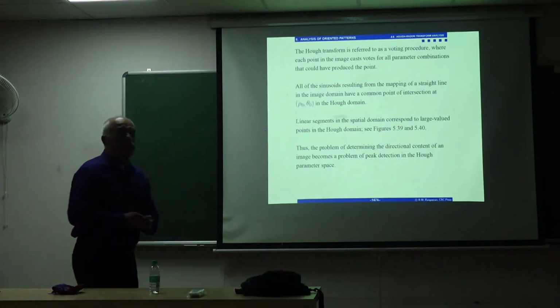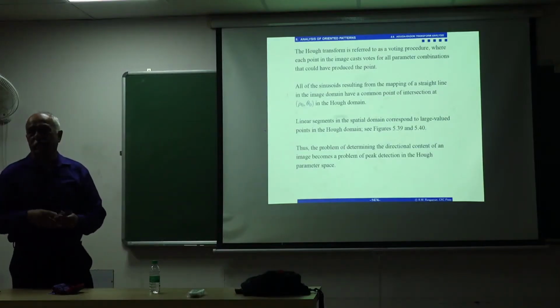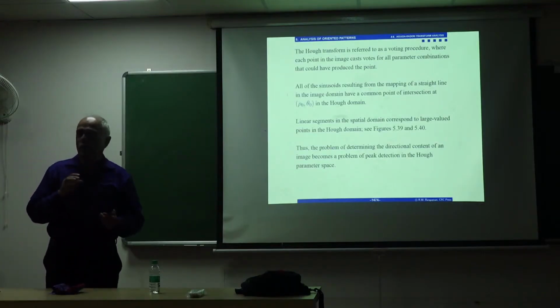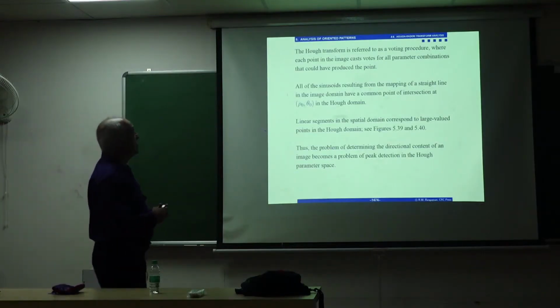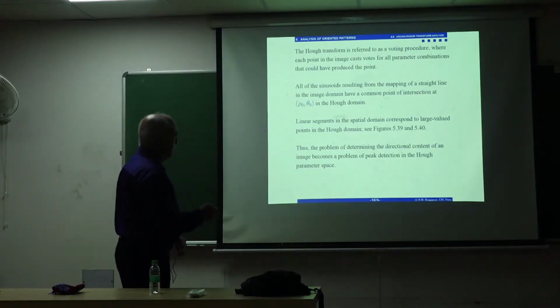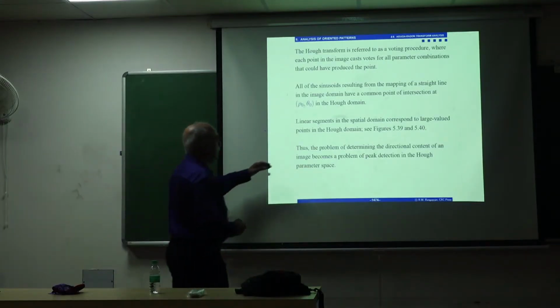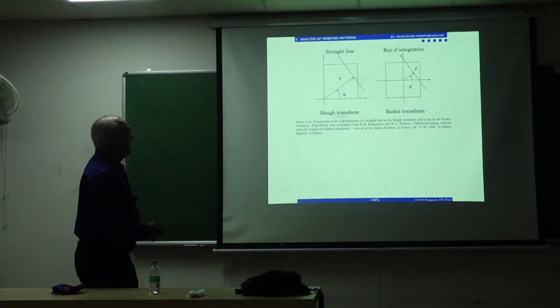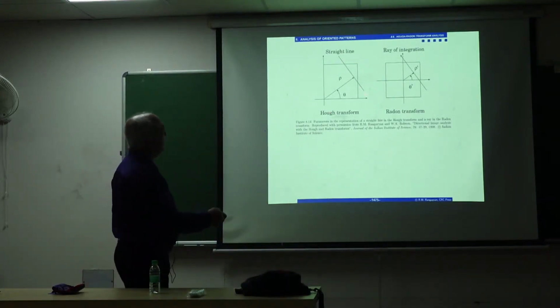It is a kind of an accumulation procedure, also called a voting procedure. Each pixel contributes a vote. Am I on a line or not? What are the coordinates of the line on which I exist? So in the Hough domain, we do peak detection. We saw that. If you look at the Hough transform, that line is indicated by the theta angle of the normal to the line and the distance along the normal from the origin to that line.